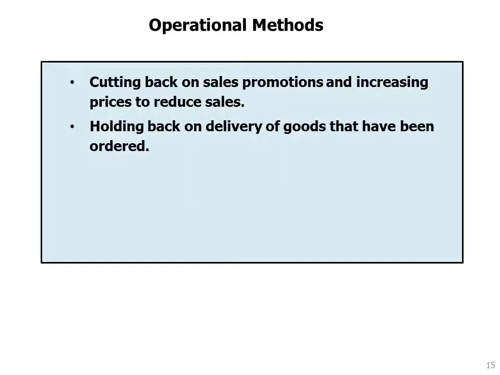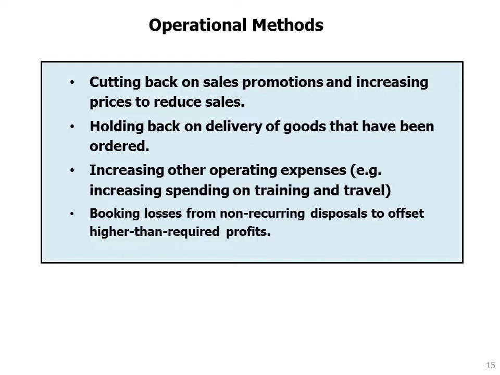So in terms of operational methods, well, it's relatively easy to cut back on sales promotion and increase prices to reduce sales. We can always cut prices in the next accounting period to take them back to the level they were before. And holding back on delivery of goods that have already been ordered. It's very easy to delay on delivery. And on the expense side, firms can push for increasing expenditure on training and relaxed travel allowances. And this is an opportunity for them to take losses from non-recurring disposals to offset higher than required profits.